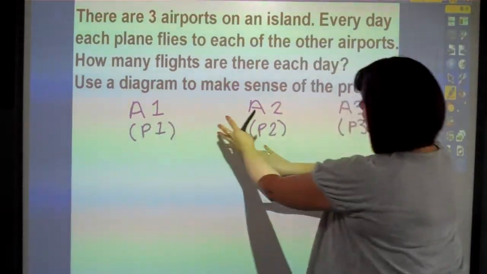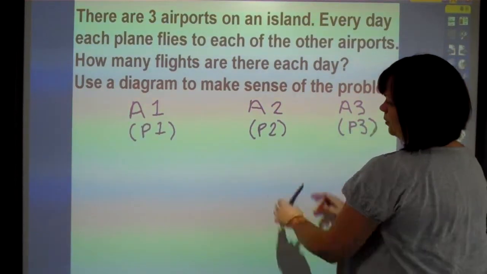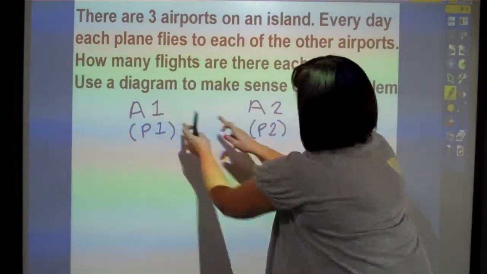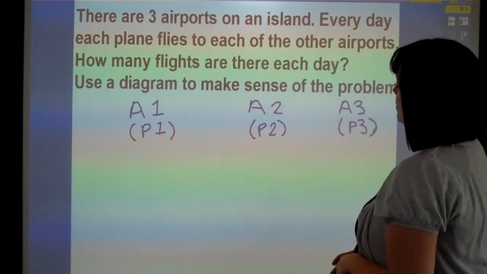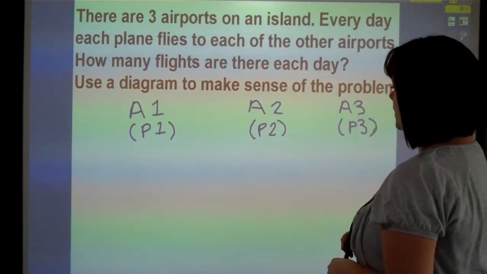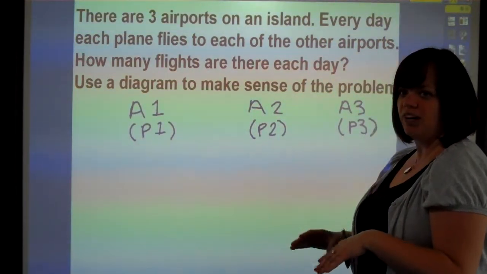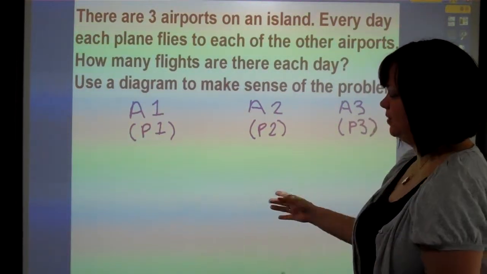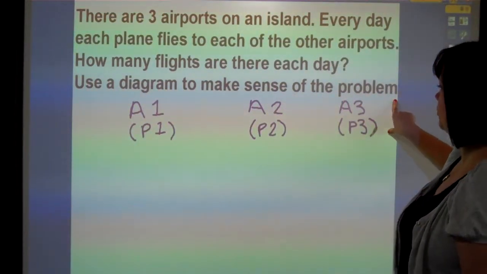So plane 1, every day, flies to airport 2 and airport 3. Plane 2 flies to airport 1 and airport 3, and so on. The question is, how many flights are there on each day? So what it wants you to do is use a really sensible way of working it out, and it even tells you the way that's the most sensible. It says use a diagram to make sense of the problem.